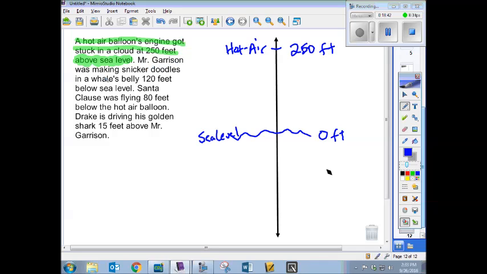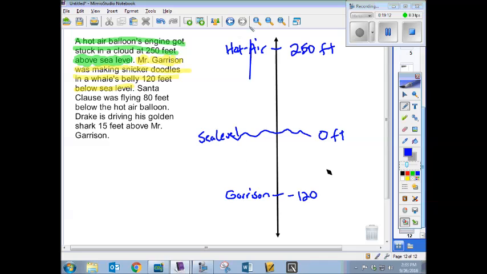Mr. Garrison was making snickerdoodles in a whale's belly at 120 feet below the sea level. Once again, I didn't see any issues with this. I think pretty much everybody had me down here because it gave us, once again, the feet below sea level. Everybody agree with that? Does everybody understand what I'm saying? Yeah. Okay, so that's pretty easy as far as being able to put it on the number line because it is there.